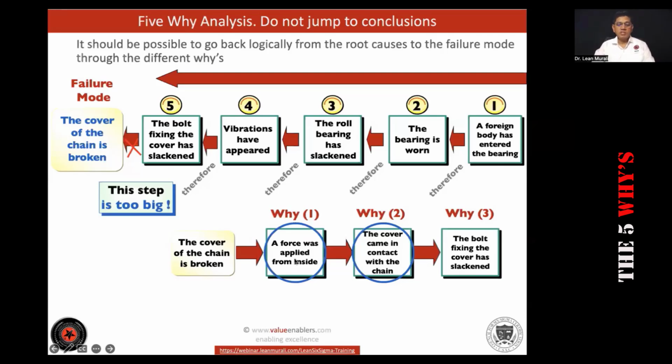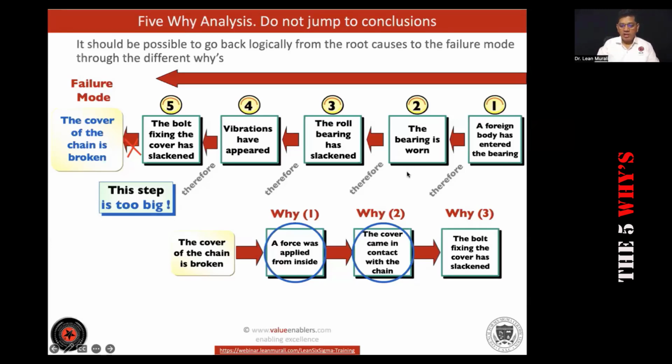So this is what I'm sharing with you. If you don't understand this example that I've given, don't worry. The intention is not to help you understand the example, but to tell you the difference between therefore analysis and why-way analysis.